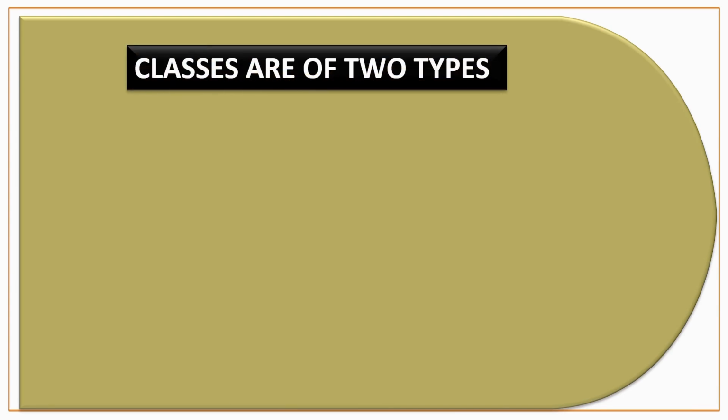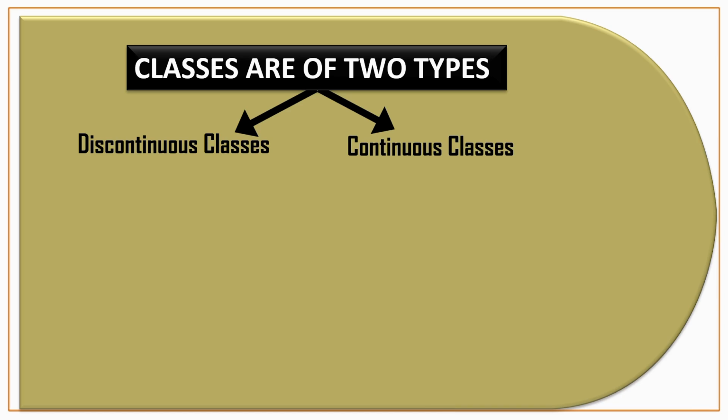Now classes are of two types: discontinuous classes and continuous classes. Let's take an example of discontinuous classes. If we group the data in class intervals like 1 to 10, then 11 to 20, you can see that there is a gap between 10 and 11. That's why it is a discontinuous class. Similarly, 21 to 30, after 20 there is a gap. So that is also a discontinuous class.